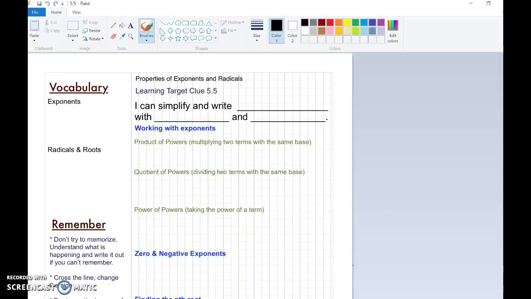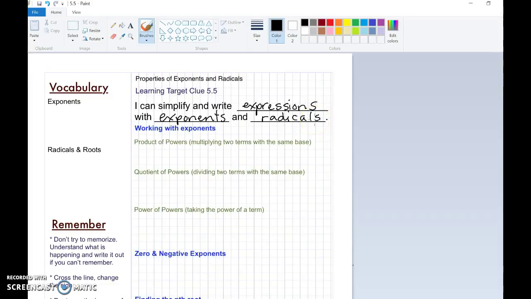So 5. Let's get started by writing our learning target clue. I can simplify and write expressions with exponents and radicals. I can simplify and write expressions with exponents and radicals.